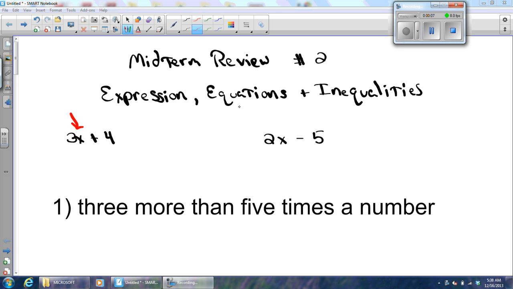It'll be covering expressions, equations, and inequalities. I know a lot of you have difficulty reading the math, so we're going to go over a couple things that help me read it. Hopefully it'll help you. Now, see this expression right here?